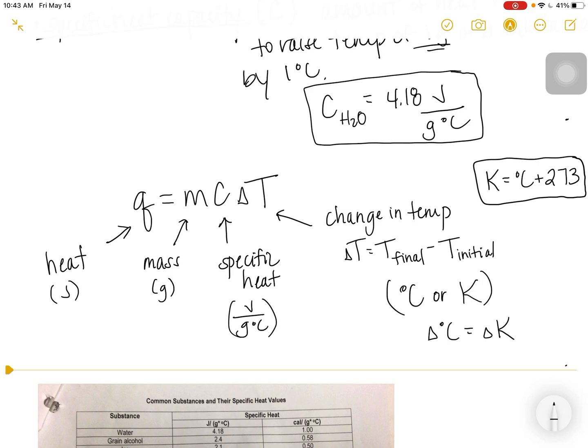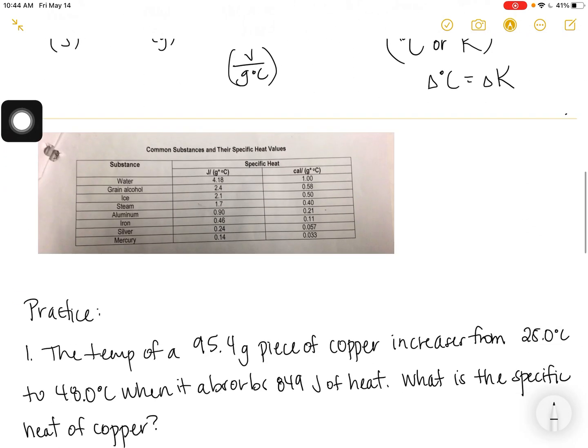So the rest of this discussion is about using this formula to solve for an unknown. Just like any other formula, if I have all but one of these components, I can solve for the fourth one. Okay, so we're going to be doing a little bit of a discussion on how to use this formula to solve some problems.